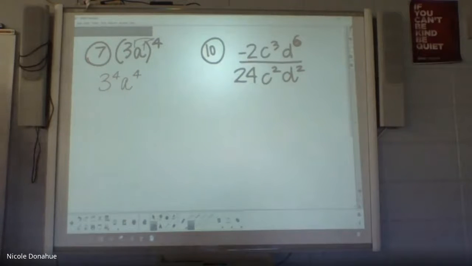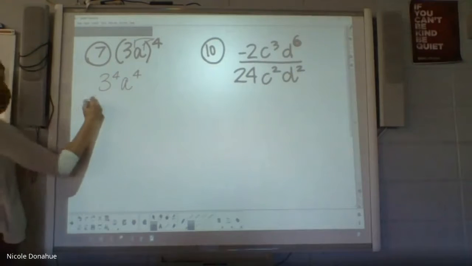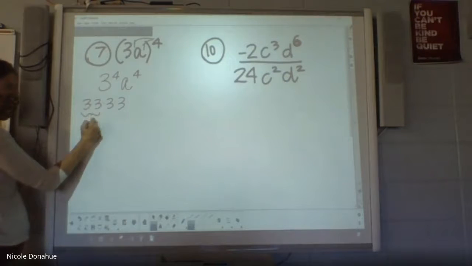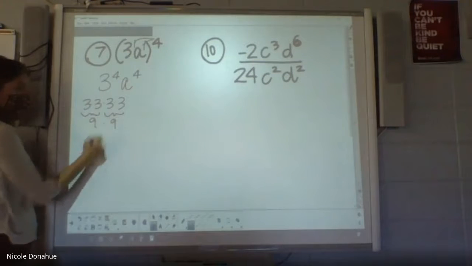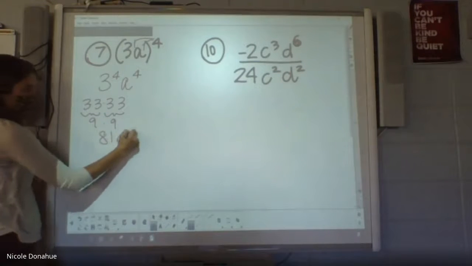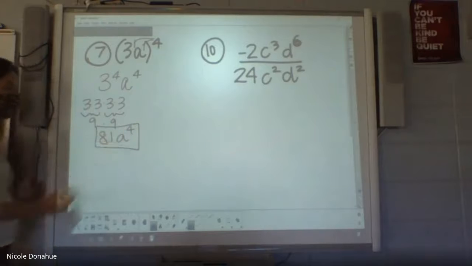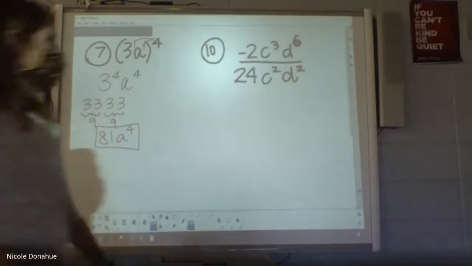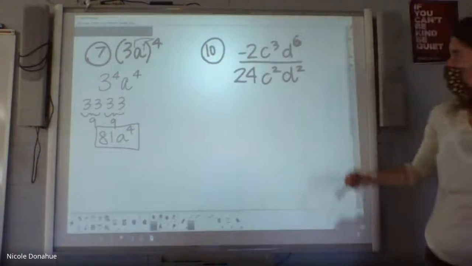Now 3 to the 4th power is a little confusing. A lot of times you see 3 to the 4th power and just think 3 times 4 is 12. But it's really 3 times 3 multiplied 4 times. So this is 9, this is 9, multiply those, we get 81. So that has to be distributed in. In number 10, again, we're looking at this one.